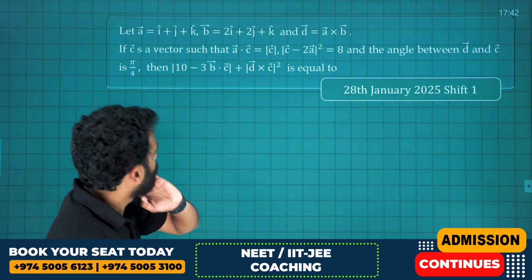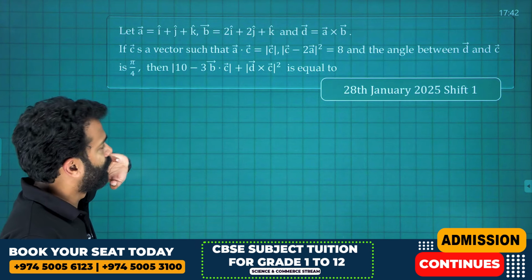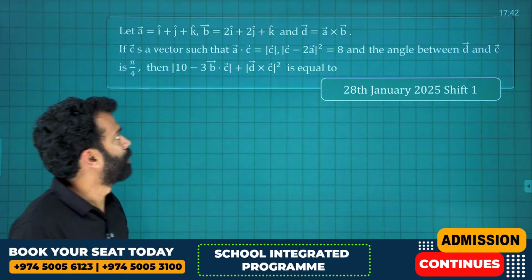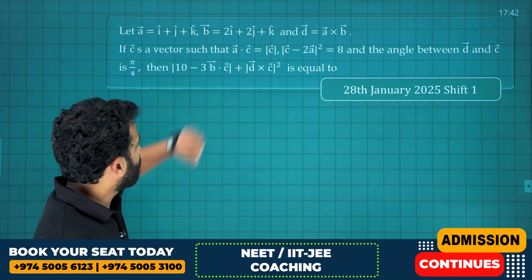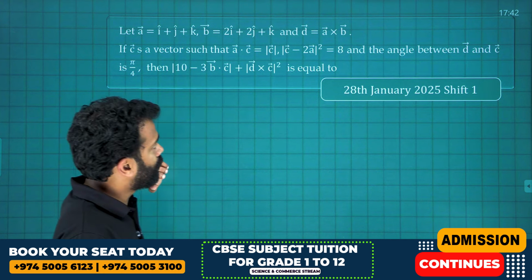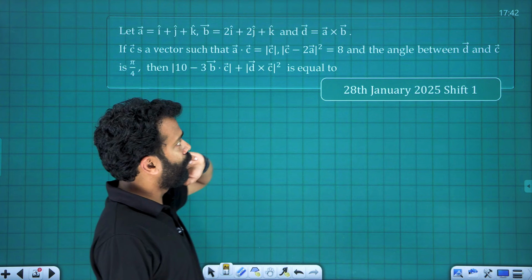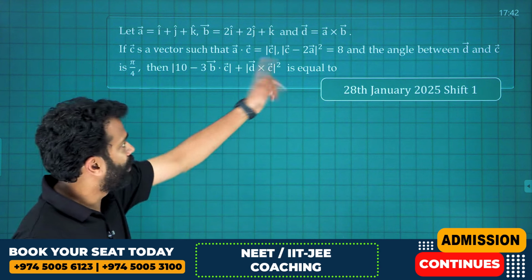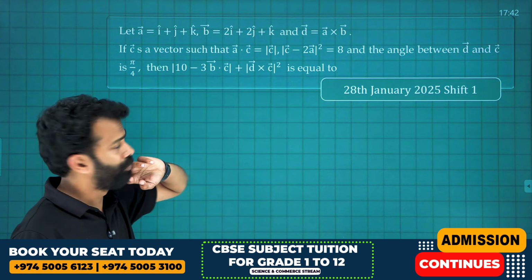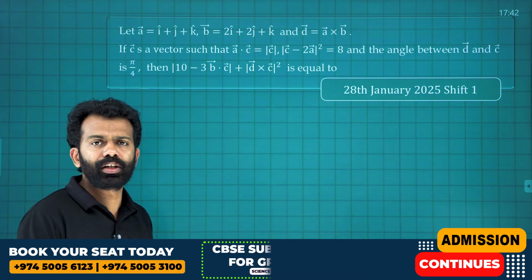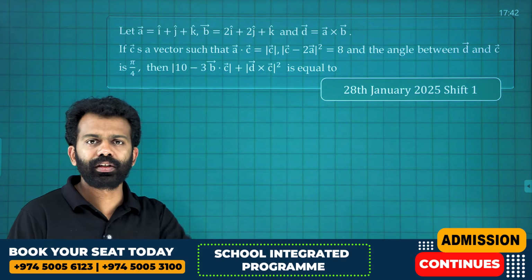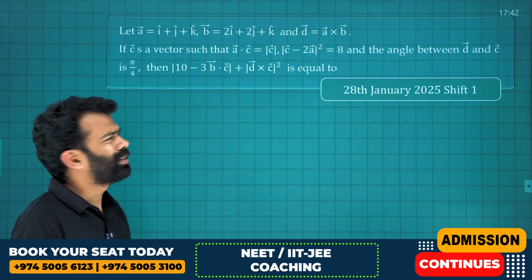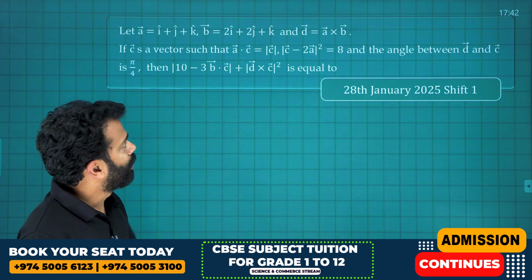Our very first question: two vectors, vector A and vector B, are given, and another vector D is given as vector D equal to vector A cross vector B. Vector C is a vector such that vector A dot vector C is equal to magnitude of vector C, and magnitude of C minus 2A the whole square is equal to 8. The angle between vector D and vector C is pi by 4. Then you need to find 10 minus 3 into vector B dot vector C plus vector D cross vector C the whole square. So how are you going to formulate this one?